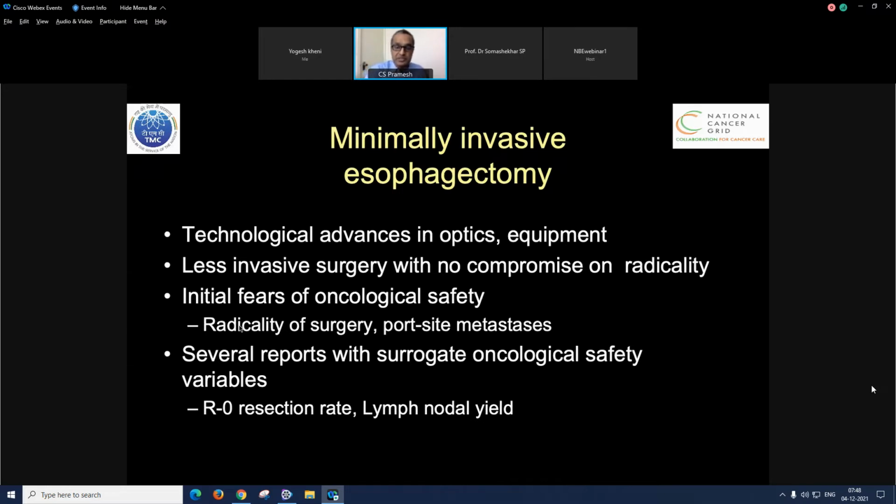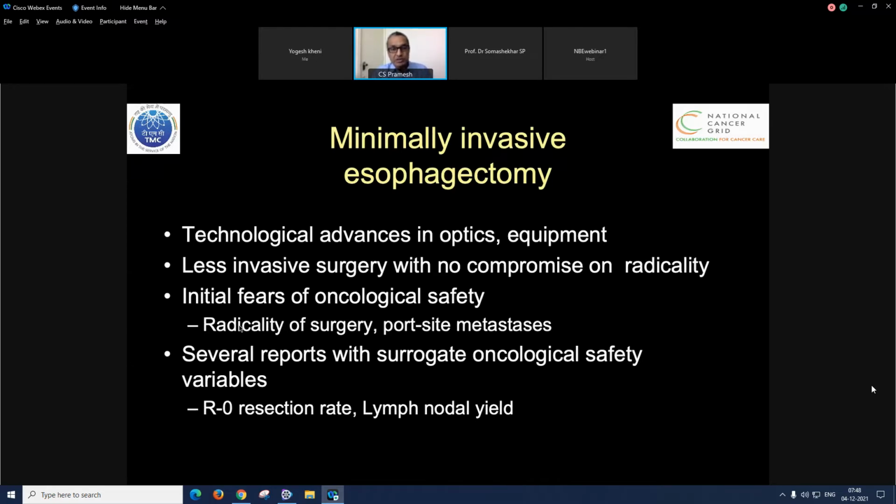The next approach that has come in, which has made the previous debate more or less redundant, is the minimally invasive esophagectomy. Nothing has transformed the way we operate on esophageal cancers as much as thoracoscopic or robotic esophagectomy. We've had remarkable advances in optics and equipment, which make minimally invasive esophagectomy a true advance in surgery. There is less invasive surgery and there is no compromise on radicality. There is enough data to support that.